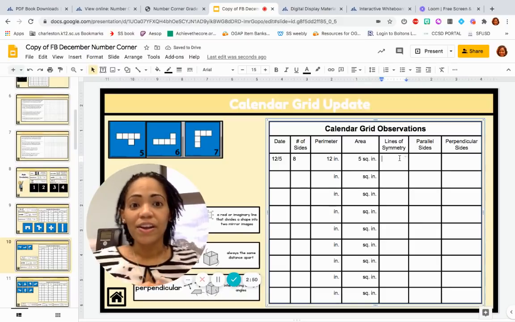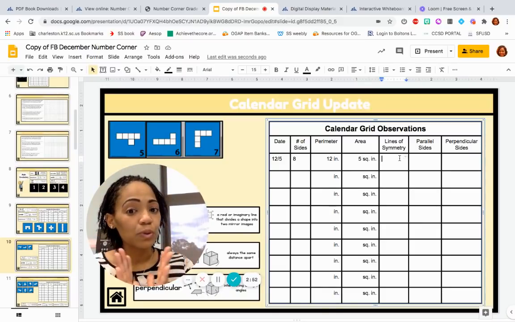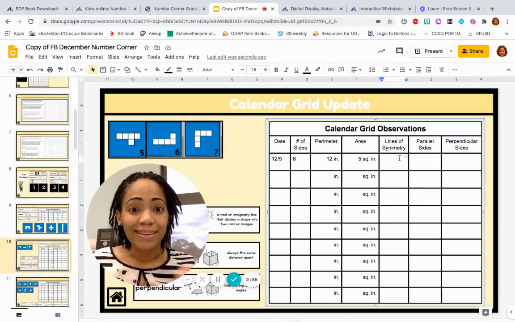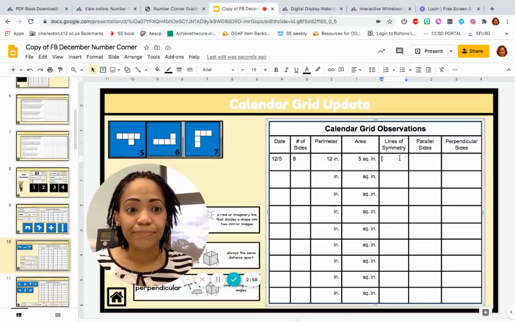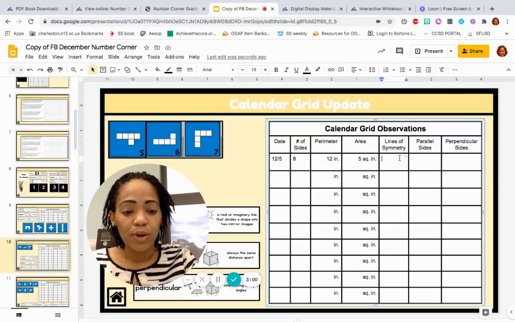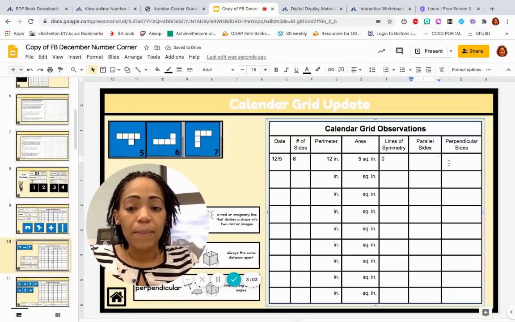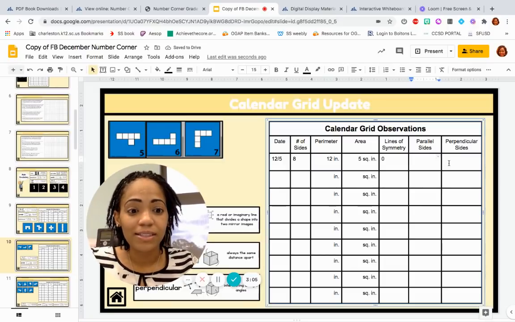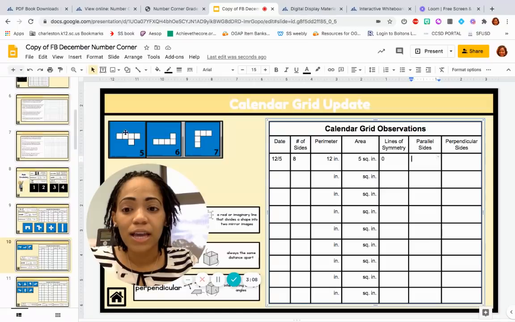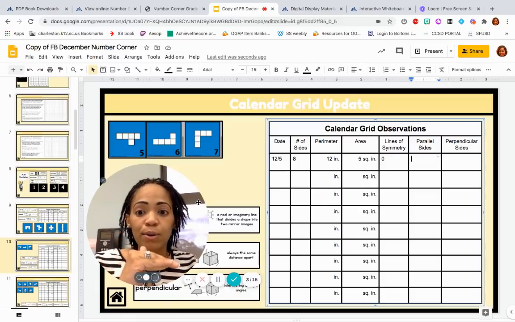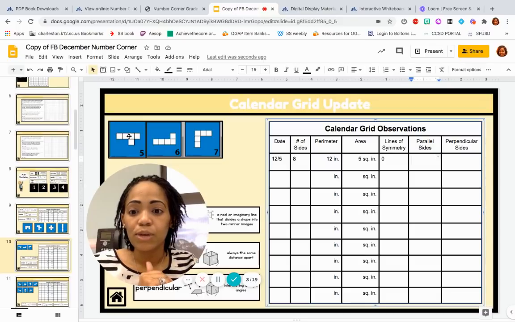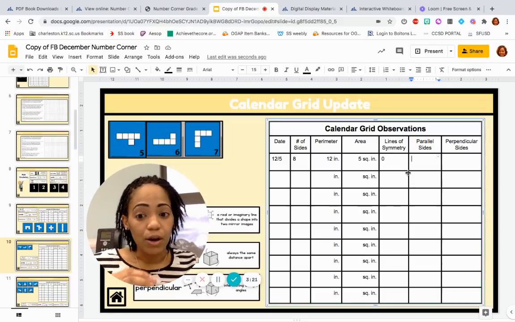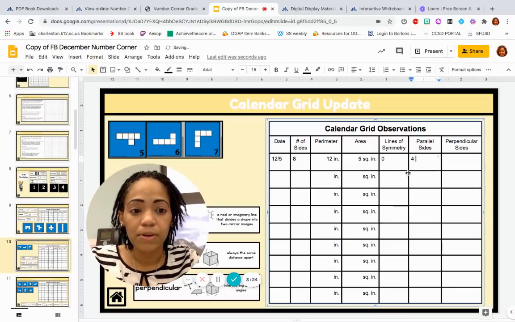The question is, are there any lines of symmetry? Can I cut the shape or fold it in half where both sides look exactly the same? No, there are 0 lines of symmetry. How about parallel sides? Yes, there are parallel sides. And this one actually has 1, 2, 3, 4 parallel sides that are horizontal, and then we could say 1, 2, 3, 4 that are vertical. So I'm going to put 4 horizontal and 4 vertical.